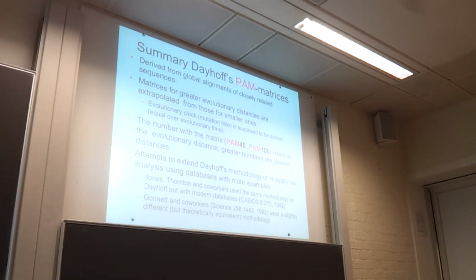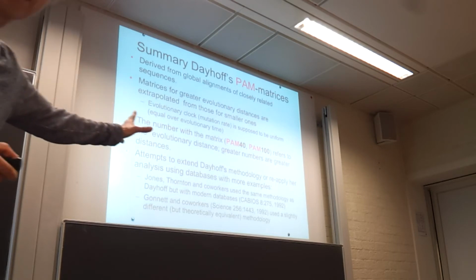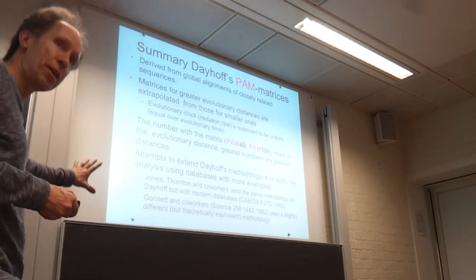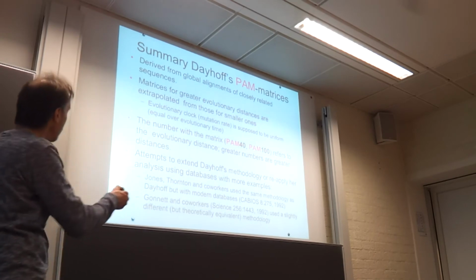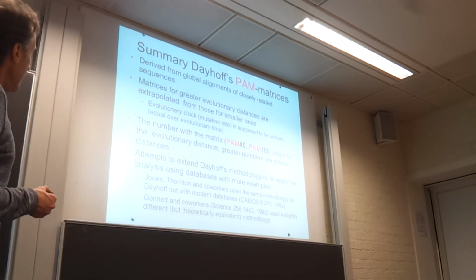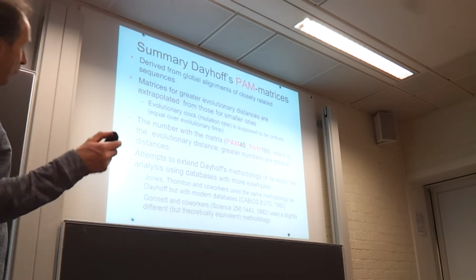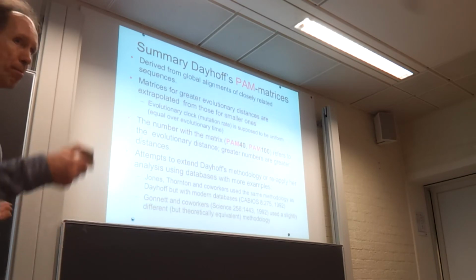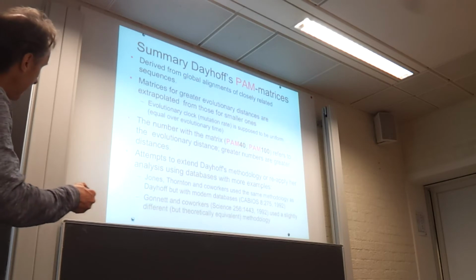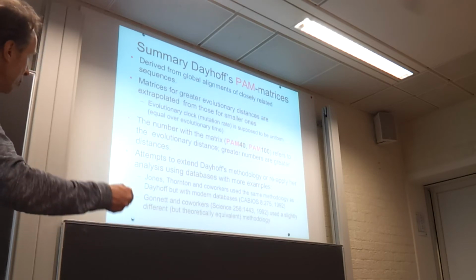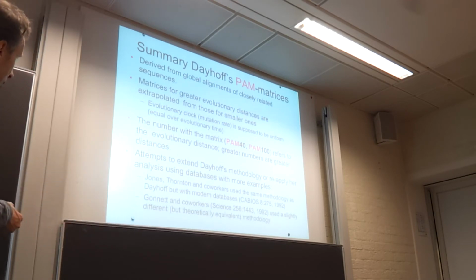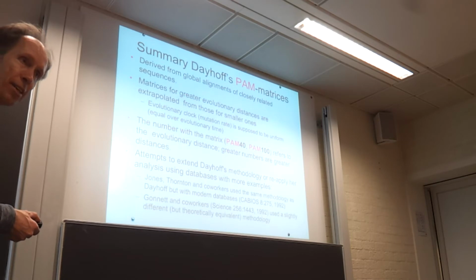All right, so here we have a summary of the PAM matrices. They're derived from global alignments, just 71 pretty similar sequences, aligned by hand, but globally, right? Then you get a base set of frequencies covering 1 million years, PAM1. And you extrapolate those matrices for longer evolutionary times, larger evolutionary distances. So this number is just the number of cell multiplications, right? 40 cell multiplications, 100 cell multiplications.